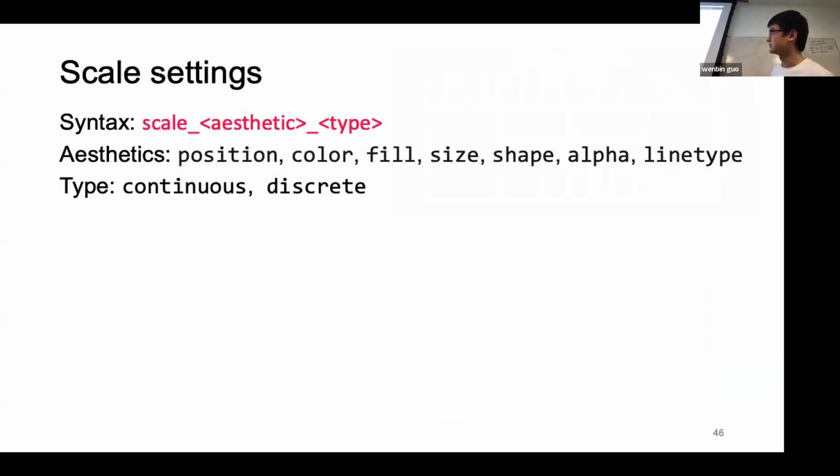So the syntax of a scale is that you put a scale with your aesthetic property and with the type. The type can be continuous, discrete. Aesthetic is the ones we mentioned before, either position, color, fill, size, shape, etc.